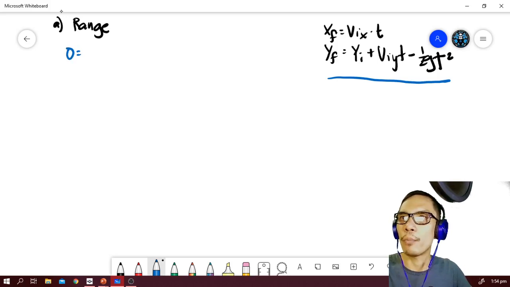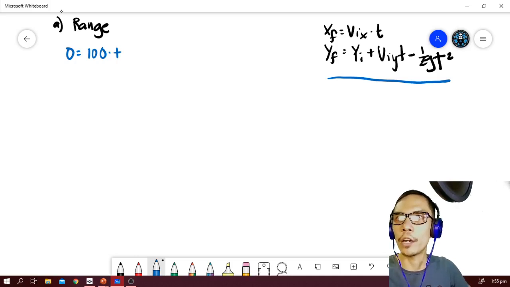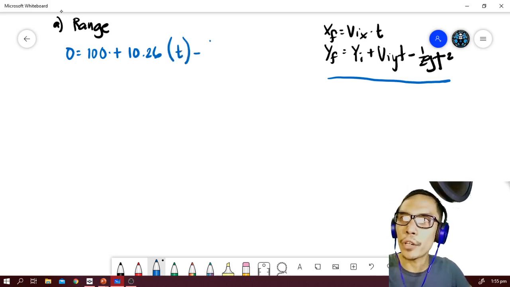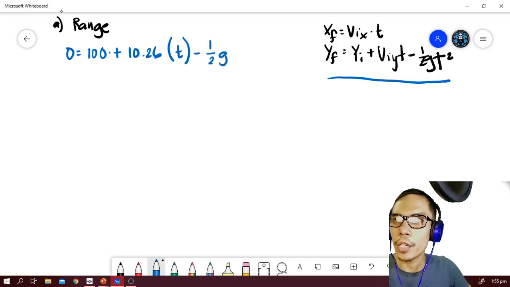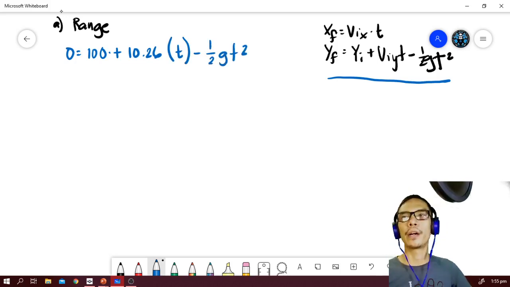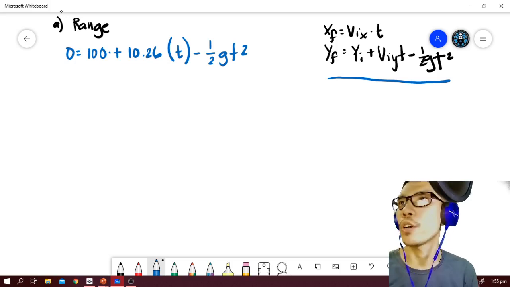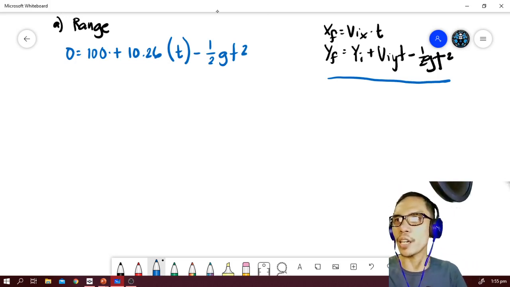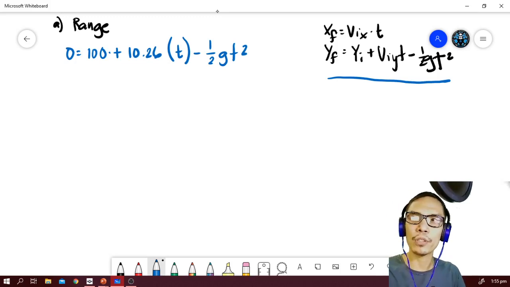We have y sub i, which is 100 meters, plus, what is the v sub i y? We have it earlier, 10.26, multiplied by time, then minus 1/2 g t squared. Since we have two components here that are missing, we cannot proceed to the computation regarding the time here.